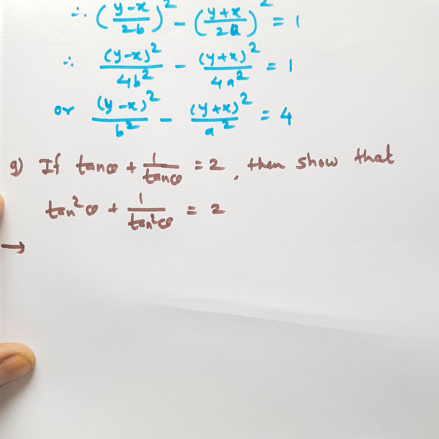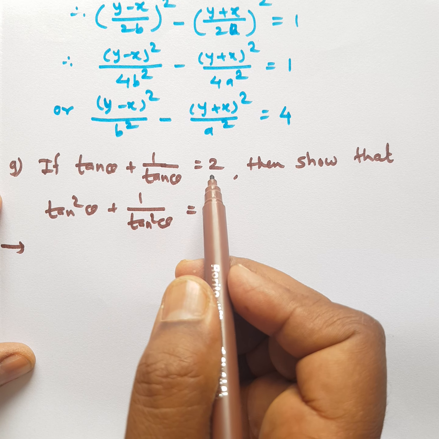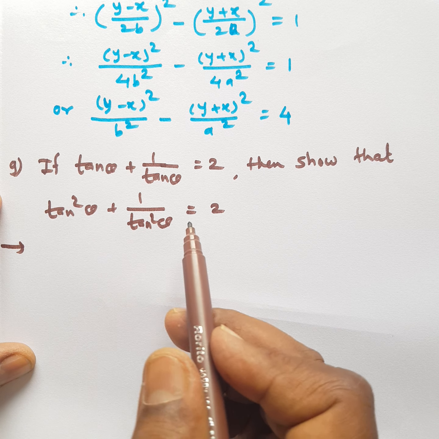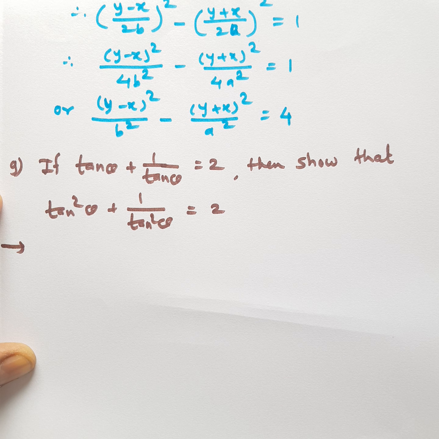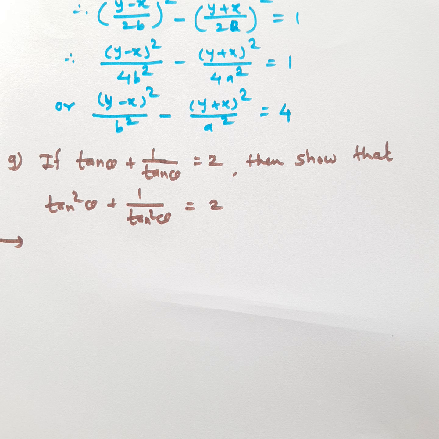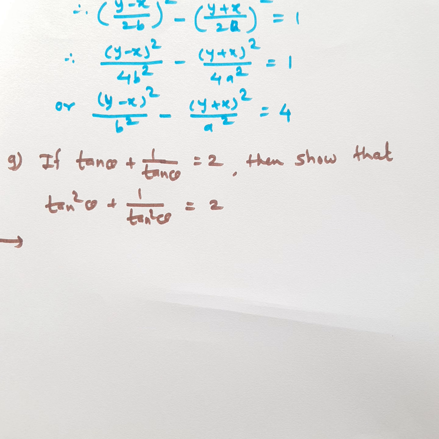Next is example 9 from practice set 6.9. If tan theta plus 1 upon tan theta is equal to 2, then show that tan square theta plus 1 upon tan square theta is also equal to 2. It is an interesting relation: if the sum of tan theta and 1 upon tan theta is equal to 2, then the sum of their squares, tan square theta plus 1 upon tan square theta, is also equal to 2.